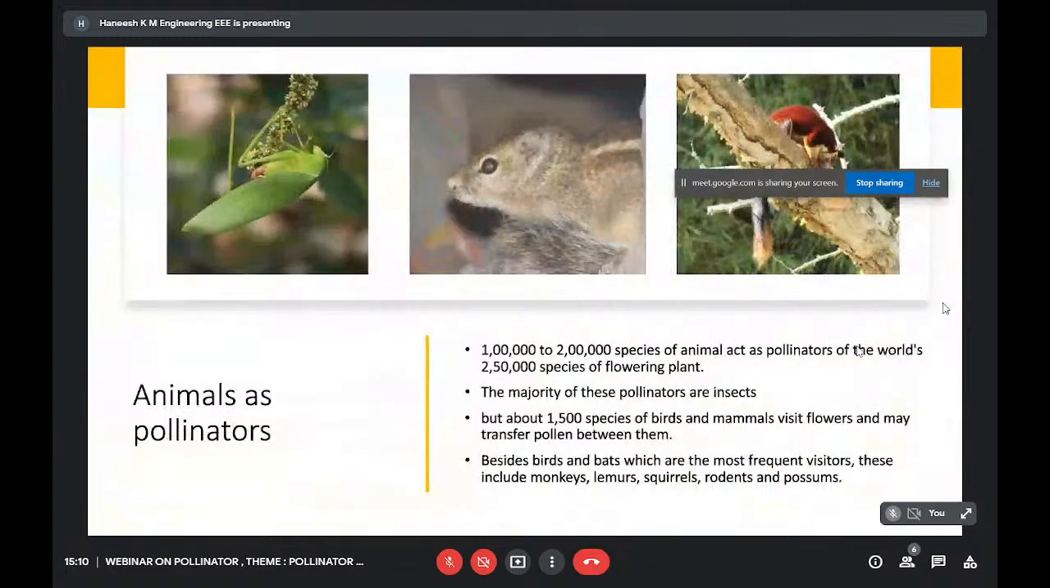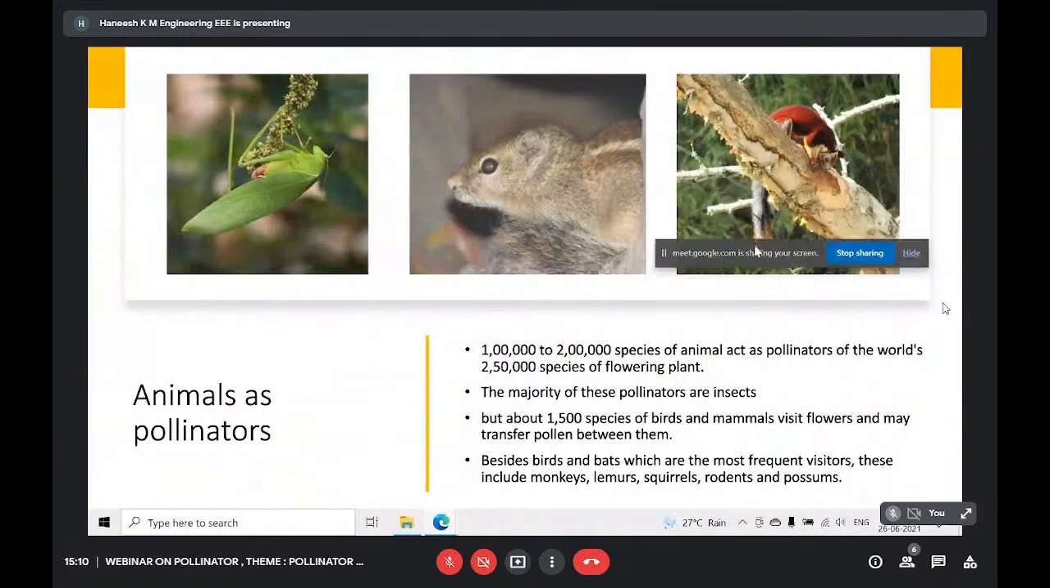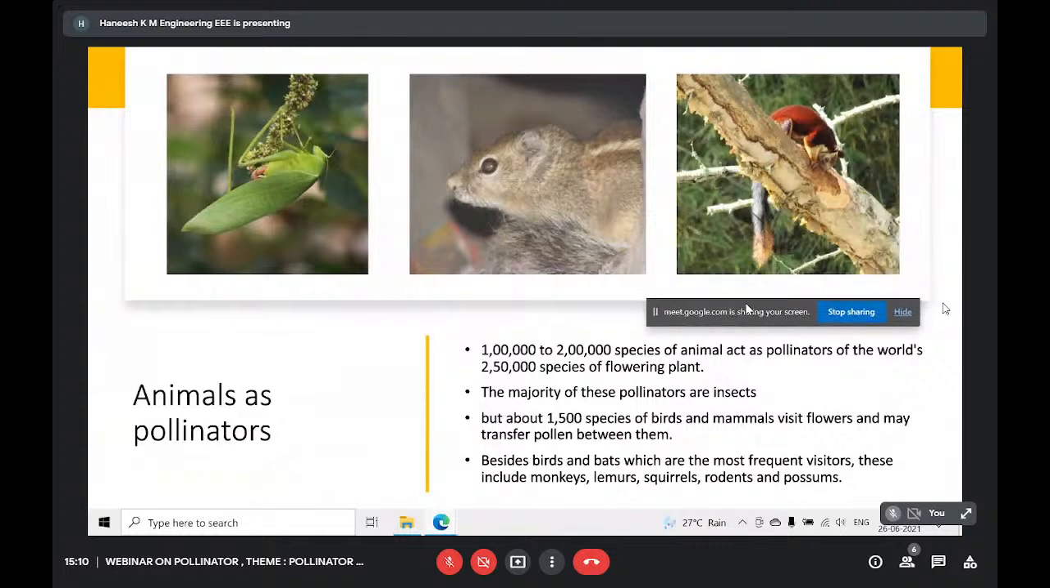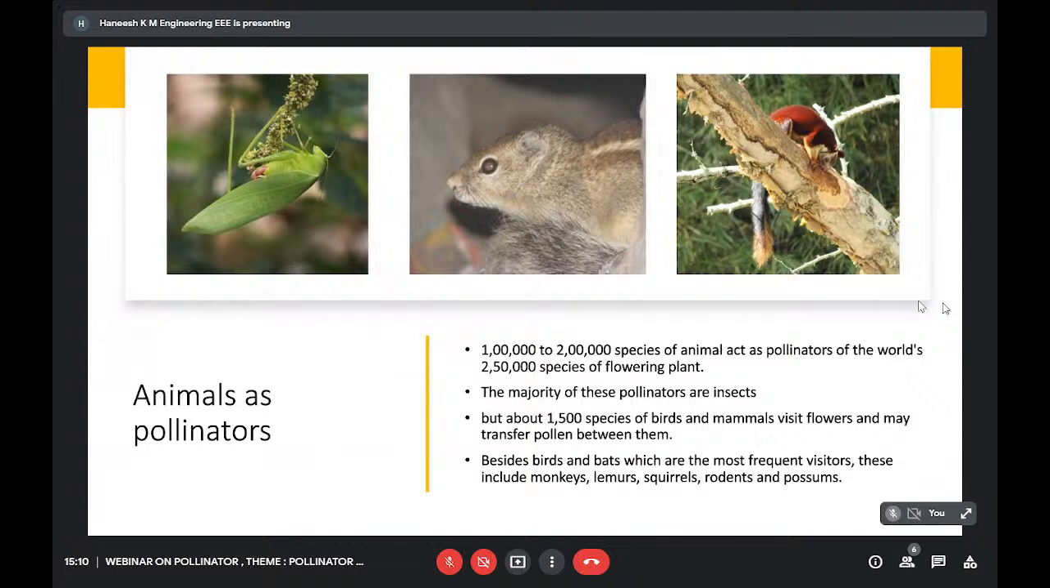Most of our pollinating agents are insects. But it is not always insects. Sometimes it will be other animals. You can see that sometimes it will be squirrels or bats, or sometimes frogs. So different types of mammals also participate in pollination.